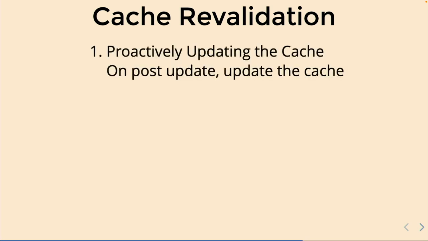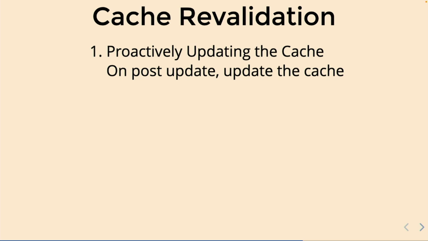We embrace the fact that we are going to give stale values sometimes. And so here are a couple of the approaches that we take to reduce the negative impact of that. So you can proactively update the cache, and this is what I do on my blog. So on a post update, you update the cache.